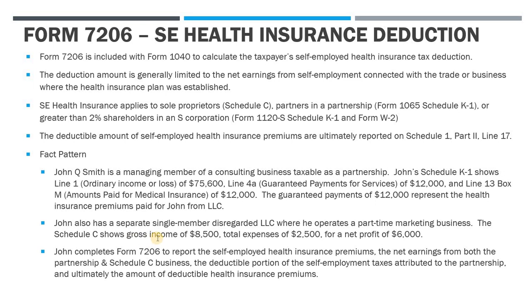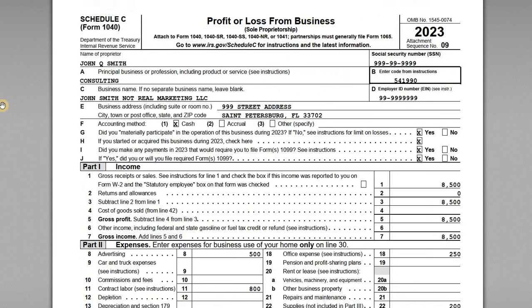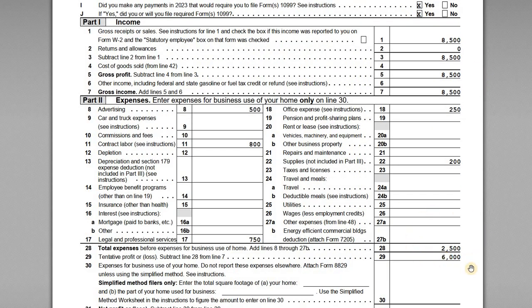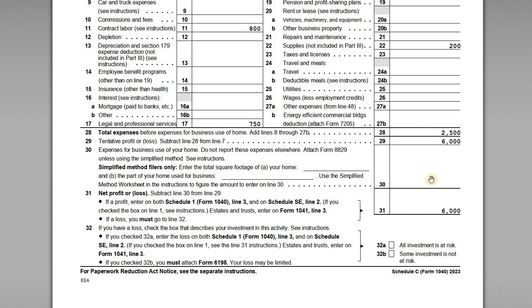All right. Now, if we go back to the fact pattern here, continue going through this. So John also has a separate single-member disregarded LLC where he operates a part-time marketing business. So the Schedule C shows income of $8,500, expenses of $2,500, and a net profit of $6,000. So if we look at John's Schedule C here for his marketing business, we'll see that the revenue is $8,500. Total expenses are $2,500, and so the net profit or loss from this venture is $6,000. So he's got self-employed income from the partnership and self-employed income coming through from the Schedule C.